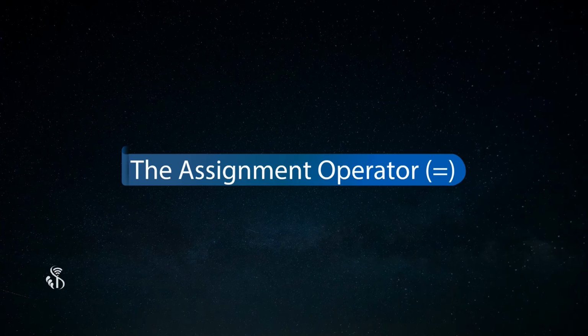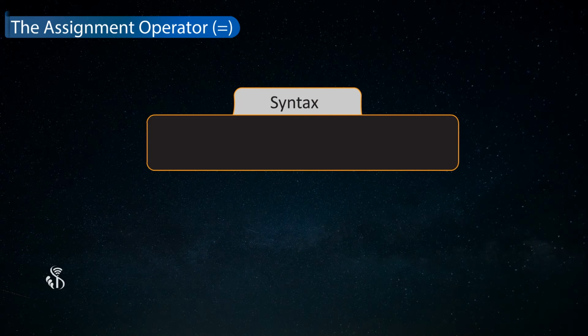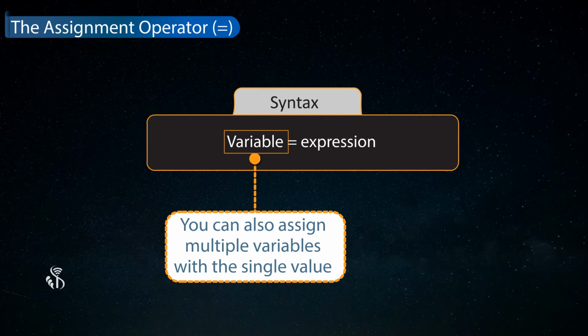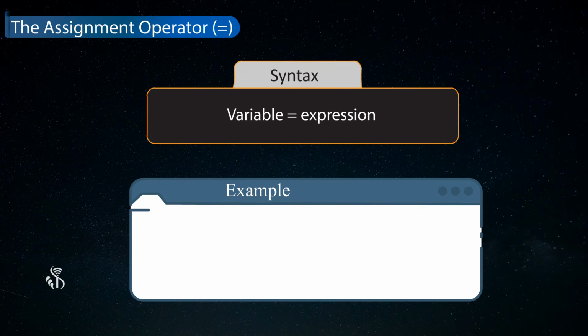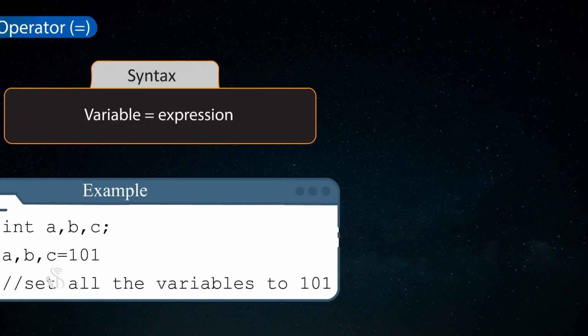The assignment operator, or the single sign is equal to. The syntax of the same is as shown on the screen. Variable is equal to expression. In this case, you can also assign multiple variables with the single value. This operator assigns the value of the right-hand side of the equal to sign to the left-hand variables. For example, when we write integer a, b, c, semicolon, a, b, c is equal to 101, double slash, set all the variables to 101.